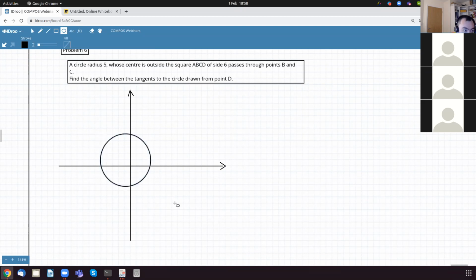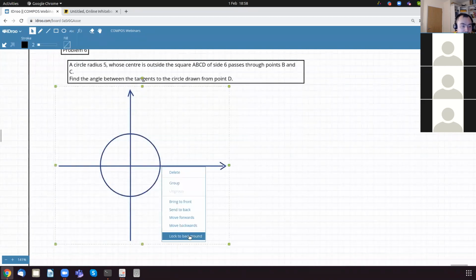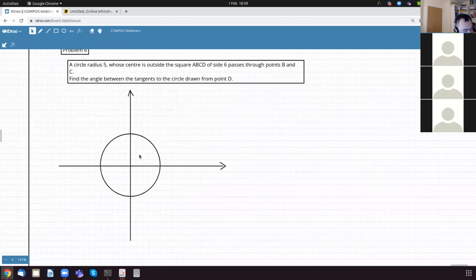Okay, I can fix that. Now, the square. The square ABCD passes through points B and C. So we know that the side of the square is 6. So let's draw that square of side 6 and try to put it somewhere.